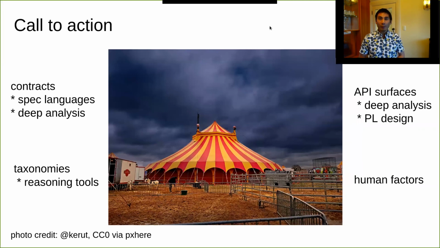So we would like to make a big tent call to action. We think that this is an important problem, and it's an important problem that many types of different expertise can be profitably brought to bear upon. It can integrate researchers in contracts, API services, taxonomies, and even human factors. We hope that you will join us in doing research in this fascinating area.